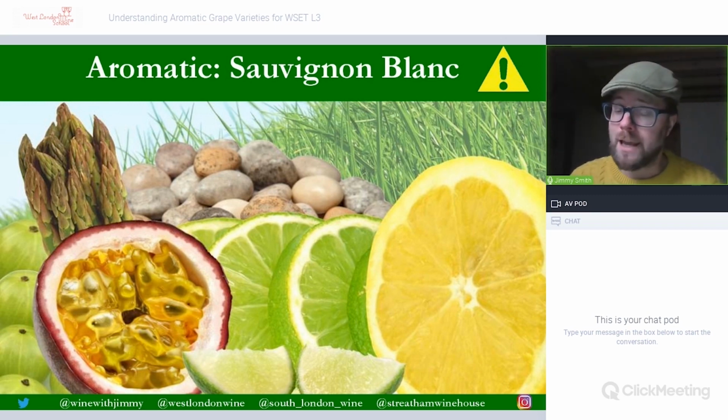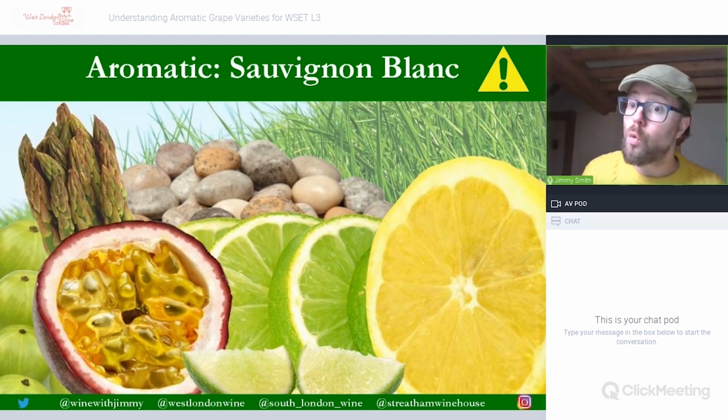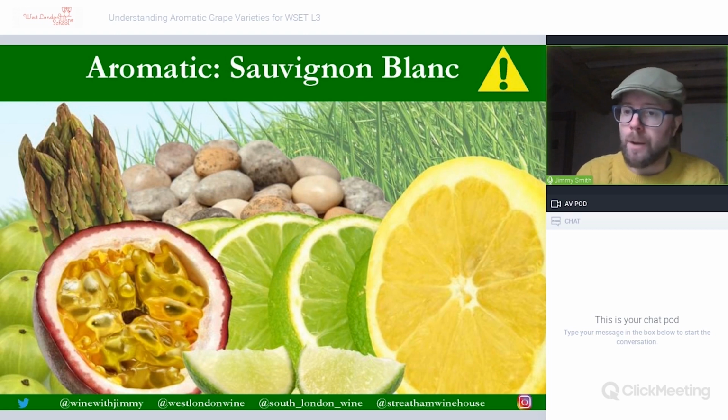Sauvignon Blanc as a variety, as you'll know, has very high acidity, and it has pronounced aromas of things like lemons, lime, grapefruit, gooseberry, often things like passion fruit, maybe even more tropical notes, asparagus, grass, nettle, green pepper, minerality, stones, all the things you find in that picture. Sauvignon Blanc has an abundance of them.